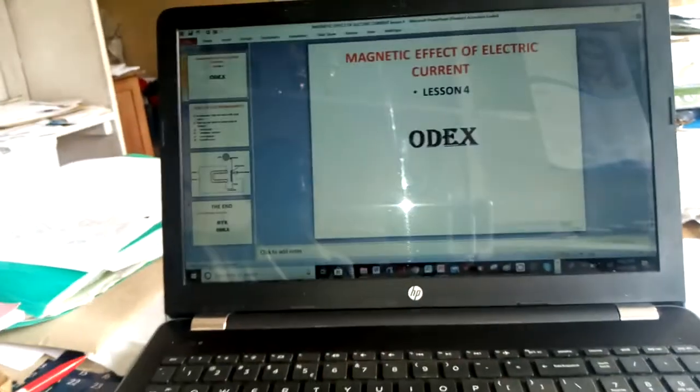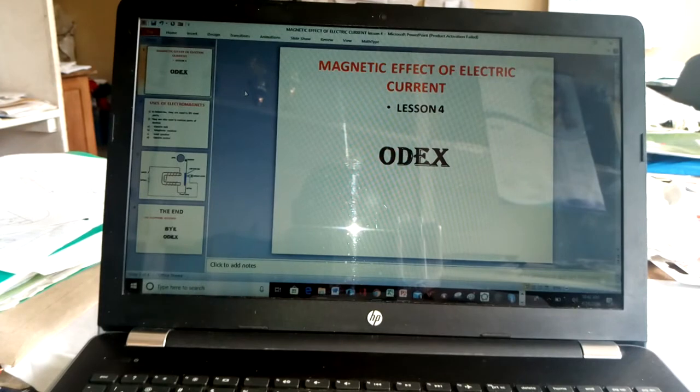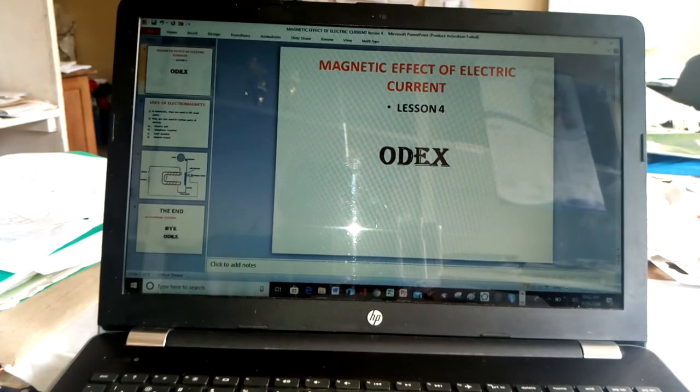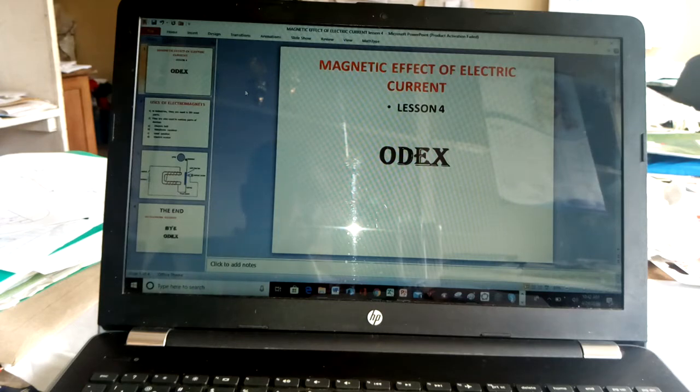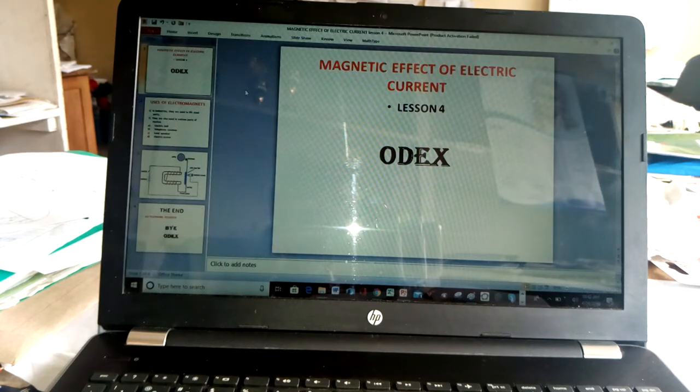Welcome to our lesson on magnetic effect of electric current, lesson 4. So we are just continuing with the magnetic effect of electric current. You realize I have sliced it in small pieces for you to understand.